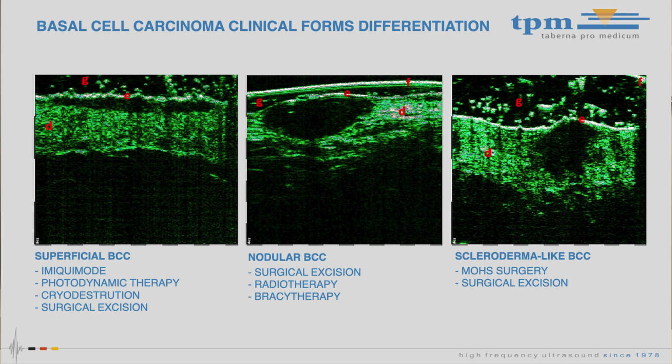Basal cell carcinoma clinical form differentiation. The very specific forms like superficial, nodular, scleroderma-like, and micronodular should be treated in different ways. At present time, high-frequency ultrasound patterns for the different BCCs are well described in multiple studies, and clinicians are using this diagnostic information for the proper treatment method choice.